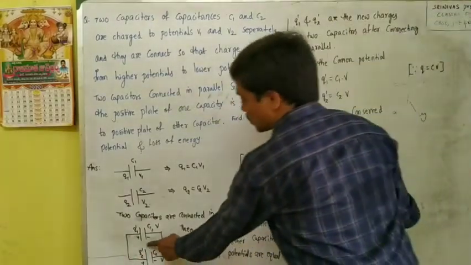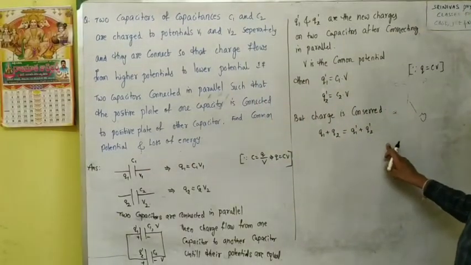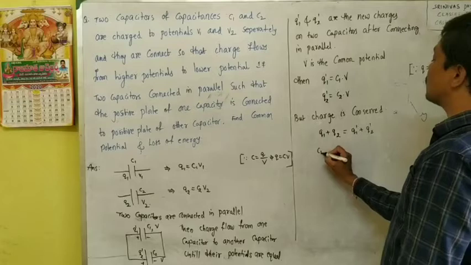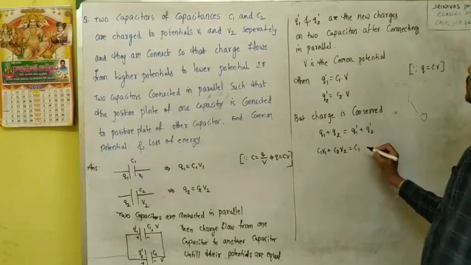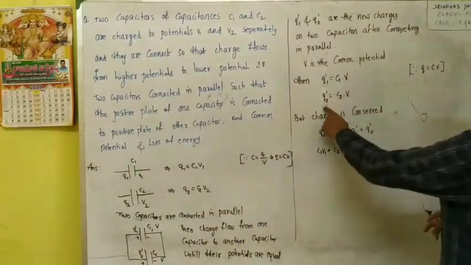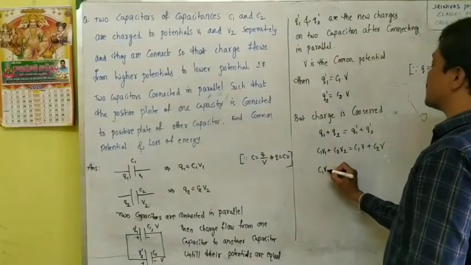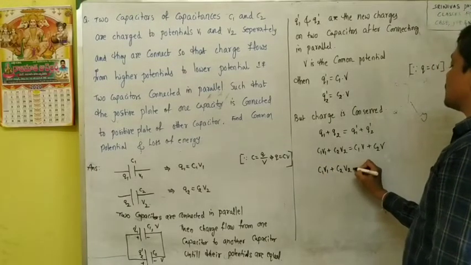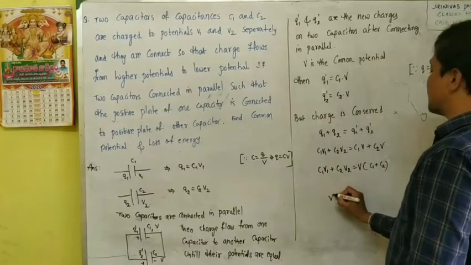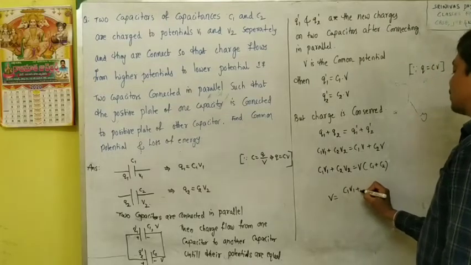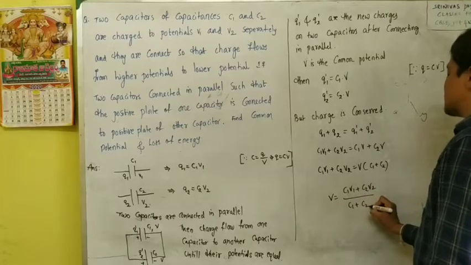After connecting the two capacitors in parallel, the charges are Q1 dash and Q2 dash. Then Q1 plus Q2 equals Q1 dash plus Q2 dash. Q1 we know is C1 V1, Q2 is C2 V2, and Q1 dash is C1 V, Q2 dash is C2 V. On the right side we can take V common, and then we get C1 plus C2. Then we get the V formula as V equals C1 V1 plus C2 V2 by C1 plus C2.